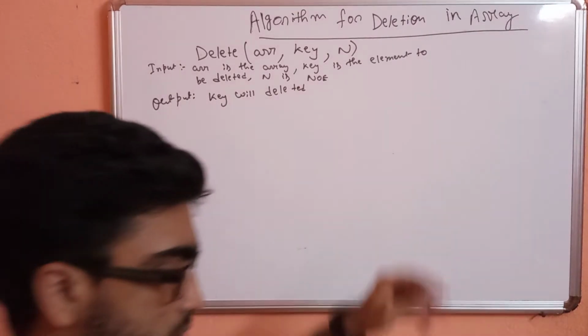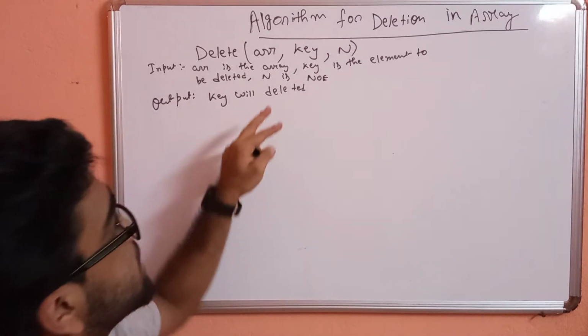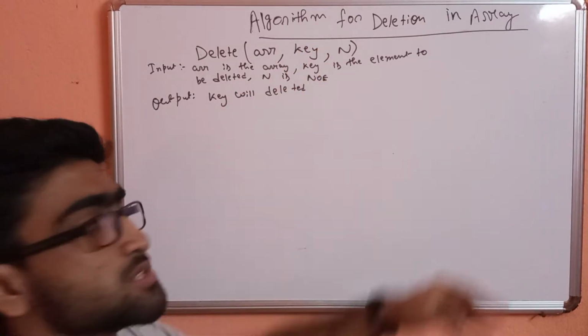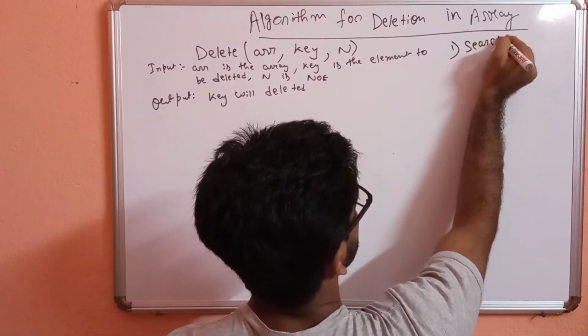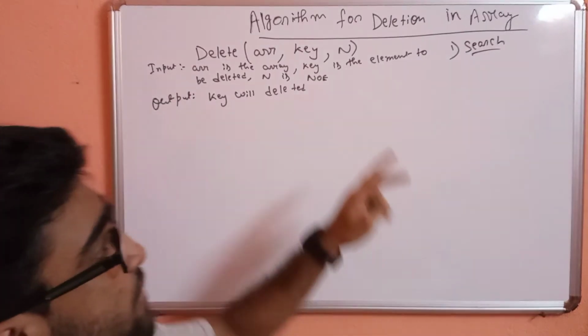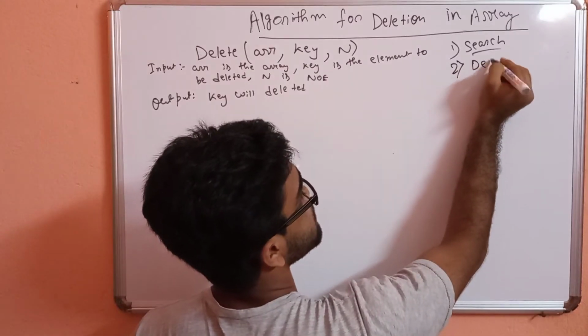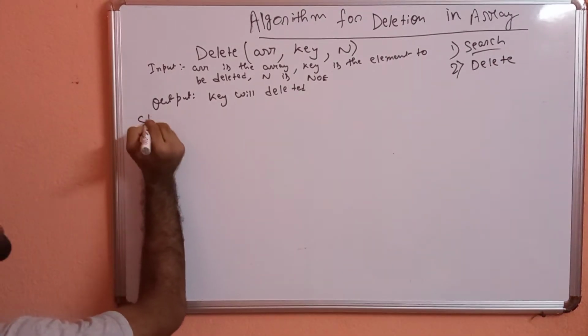Now in this algorithm, first I should tell you there are two parts. First we have to search for this key, where it is present in that array. First part is searching. First we have to search for the value key, then we have to delete. So let's start the algorithm steps.